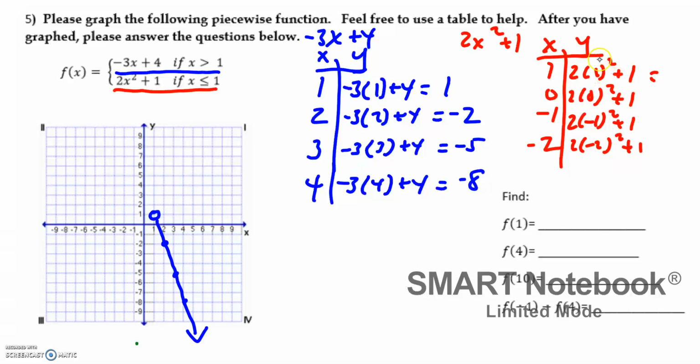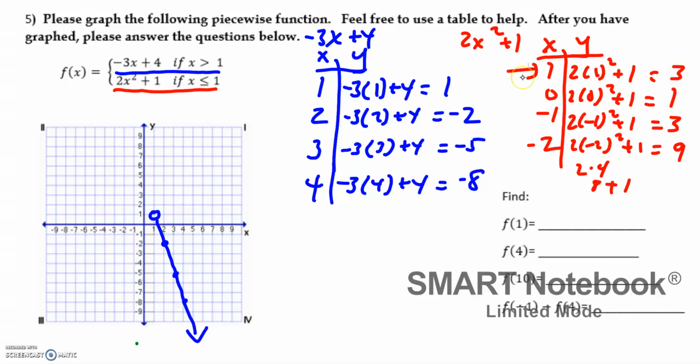Make sure you square the 1 first, so that's 1 times 2. 2 plus 1 is 3. 0 squared is 0. 0 times 2 is 0, plus 1 is 1. Negative 1 squared is positive 1, times 2 is 2, plus 1 is back to 3. Negative 2 squared is 4. 4 times 2 is 8. 8 plus 1 is 9. So these are my values for the x squared function.